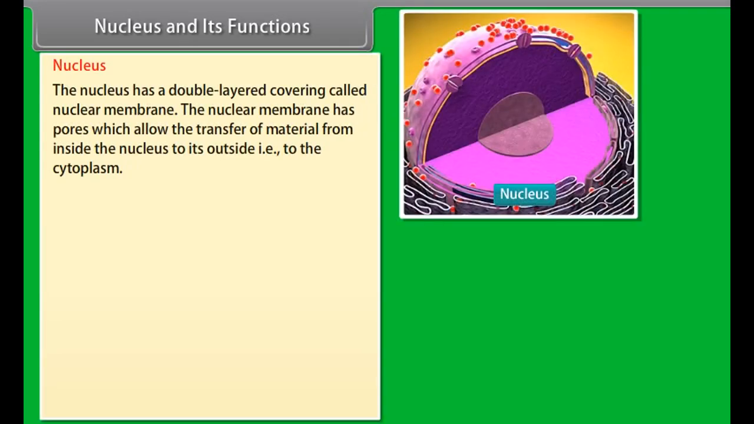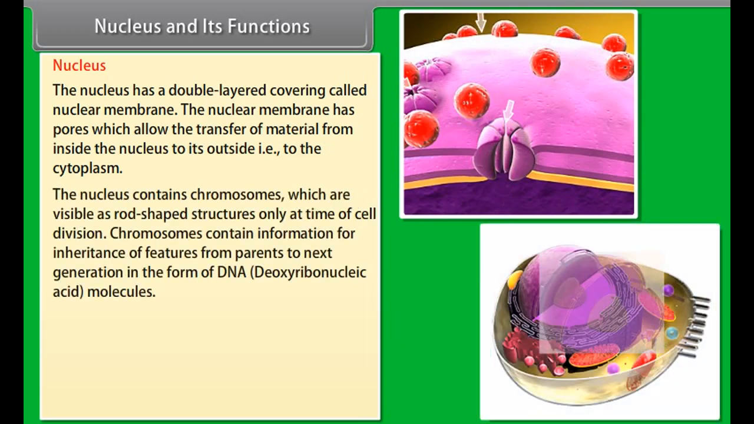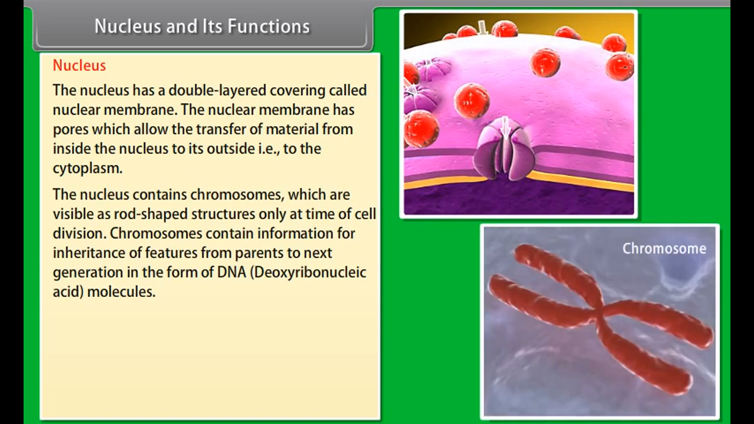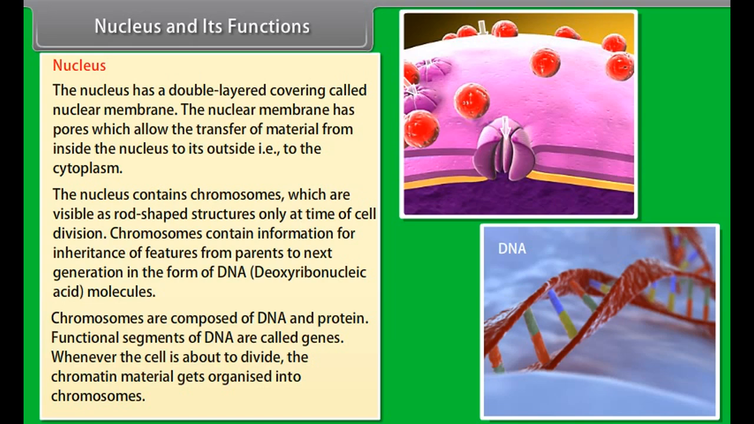Nucleus and its functions. Nucleus. The nucleus has a double-layered covering called nuclear membrane. The nuclear membrane has pores which allow the transfer of material from inside the nucleus to its outside, that is, to the cytoplasm. The nucleus contains chromosomes, which are visible as rod-shaped structures only at the time of cell division. Chromosomes contain information for inheritance of features from parents to the next generation in the form of DNA, deoxyribonucleic acid molecules. Chromosomes are composed of DNA and protein. Functional segments of DNA are called genes.